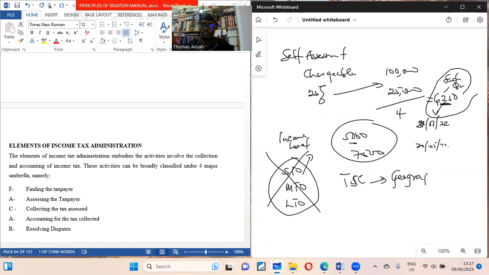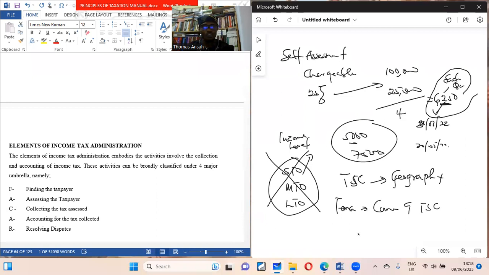So if right now I am in Tema and I belong to the Tema Community 9 office, Tax Service Center. In the same Tema, there is another one at Community 1. And when you go to Ashaiman, there is another. So geographically, every place has its own tax service center. It's not based on your income level. So right now, it doesn't matter what your income level is.